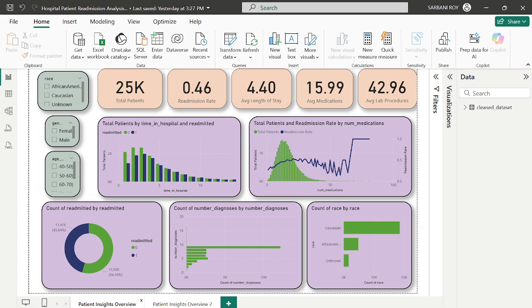Finally, use this dashboard in daily or weekly review meetings. It gives hospital managers a quick overview of patient risk trends.